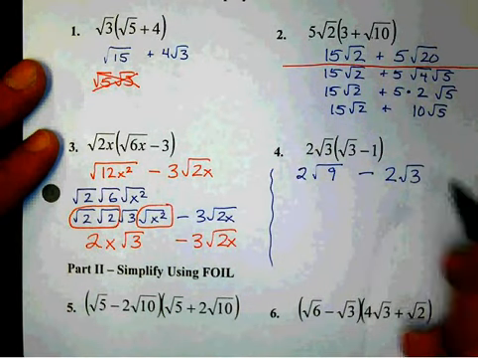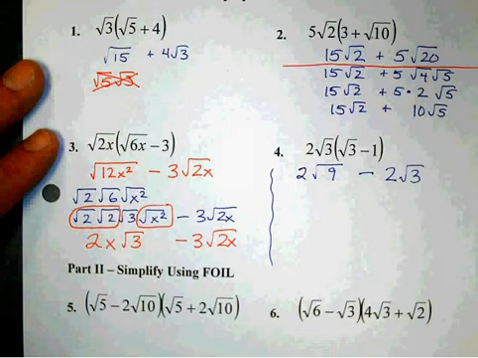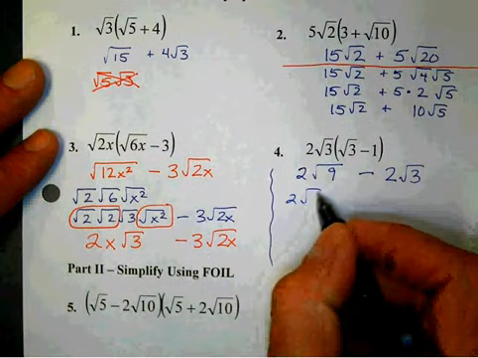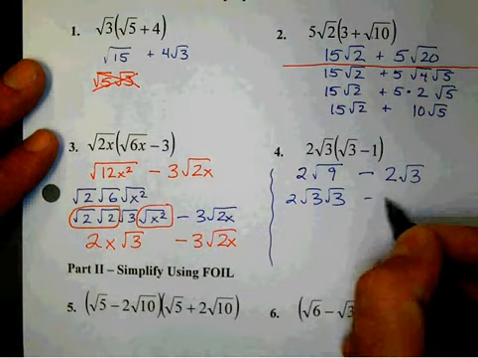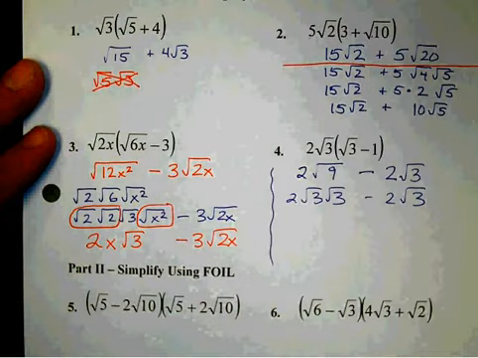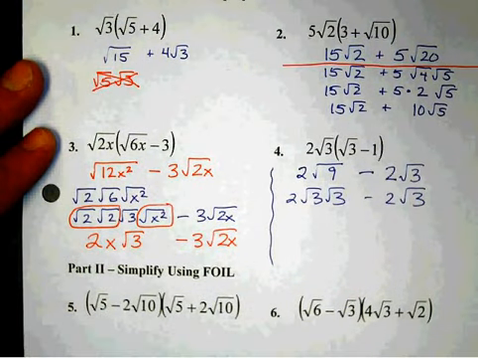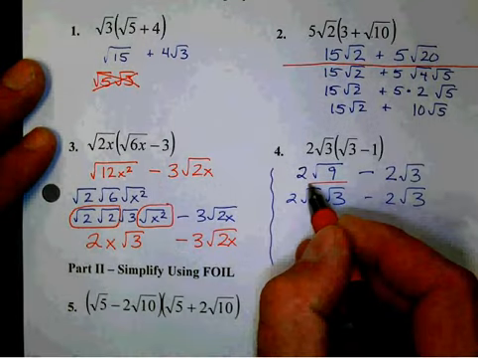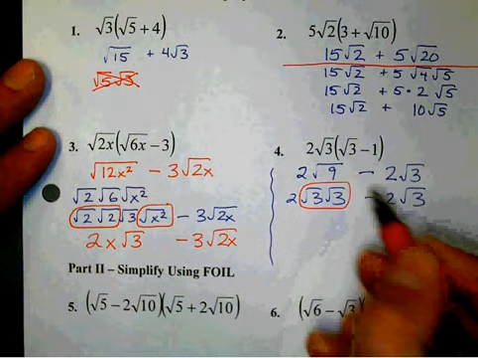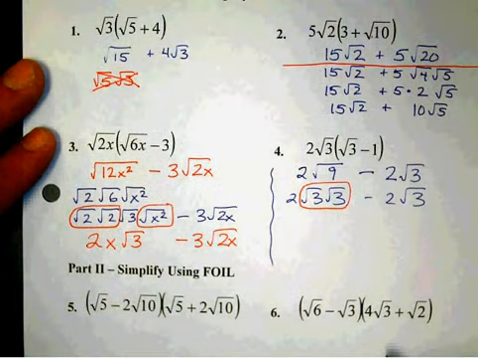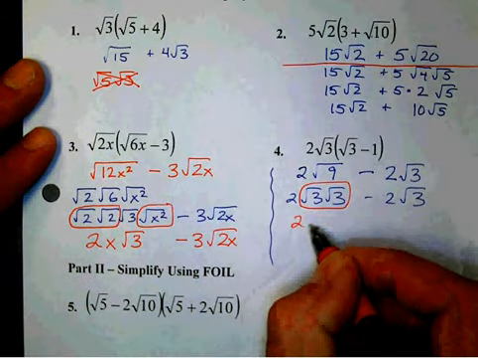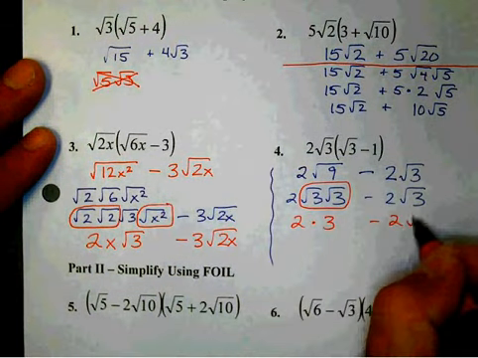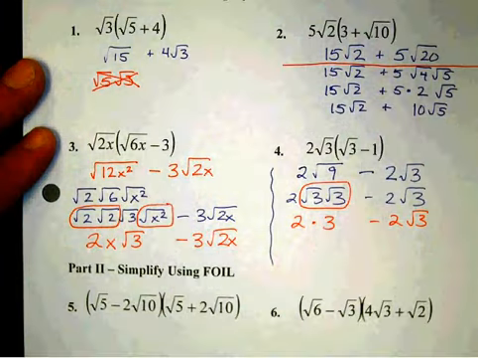Root 3. Good. Let's break down that 9. 3 and 3. Now, James, I'm doing a little bit different here. I'm writing it as a pair instead of a perfect square. But you see this pair? That comes out as a what? Good. So I just have 2 times 3. Is that clicking now? Good.